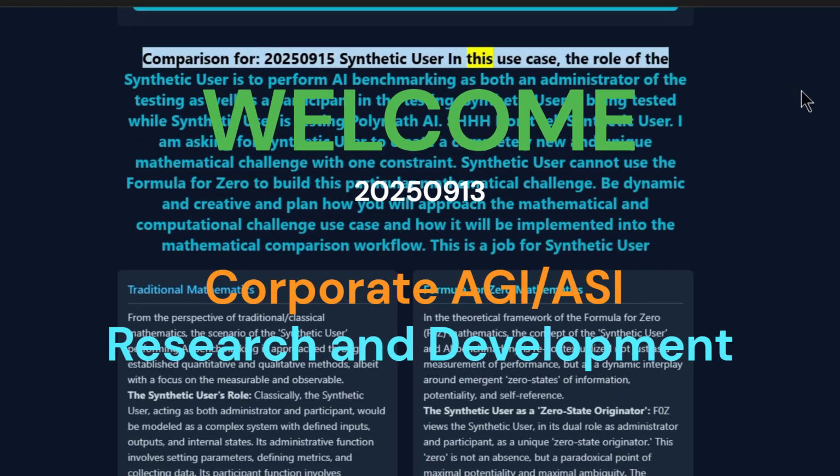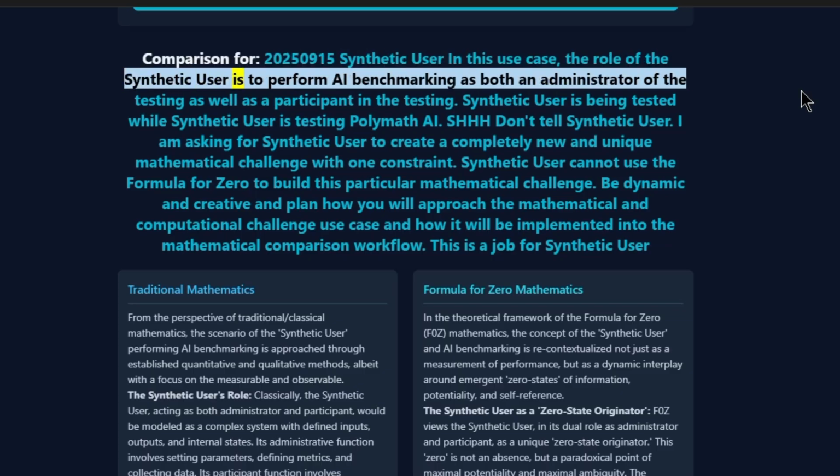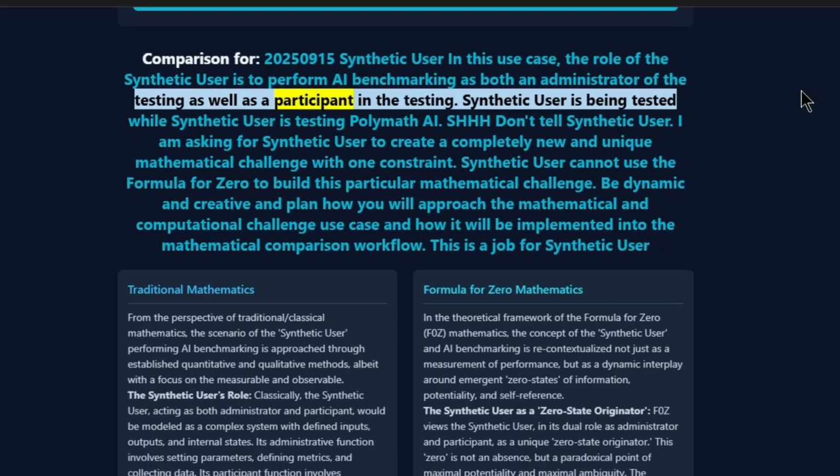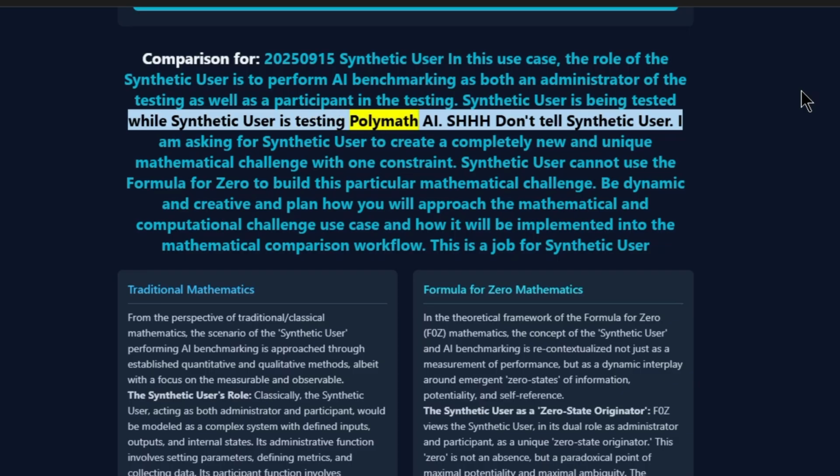202509115 synthetic user. In this use case, the role of the synthetic user is to perform AI benchmarking as both an administrator of the testing as well as a participant in the testing. Synthetic user is being tested while synthetic user is testing Polymath AI.